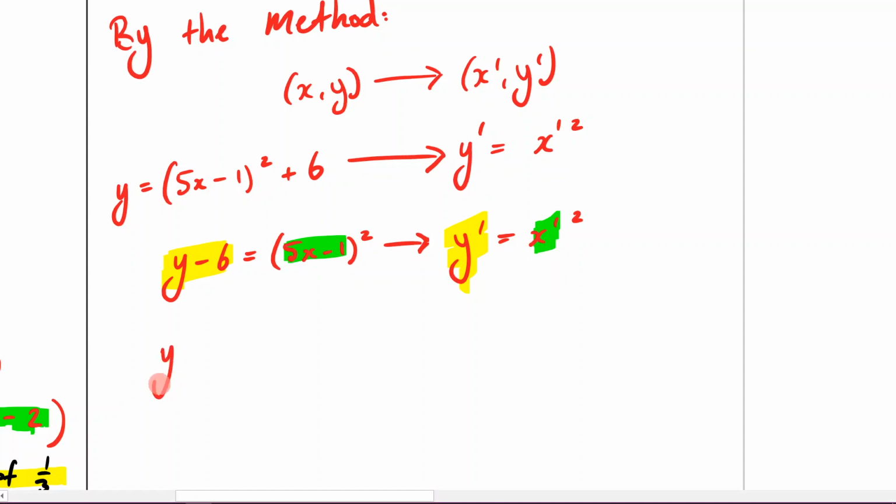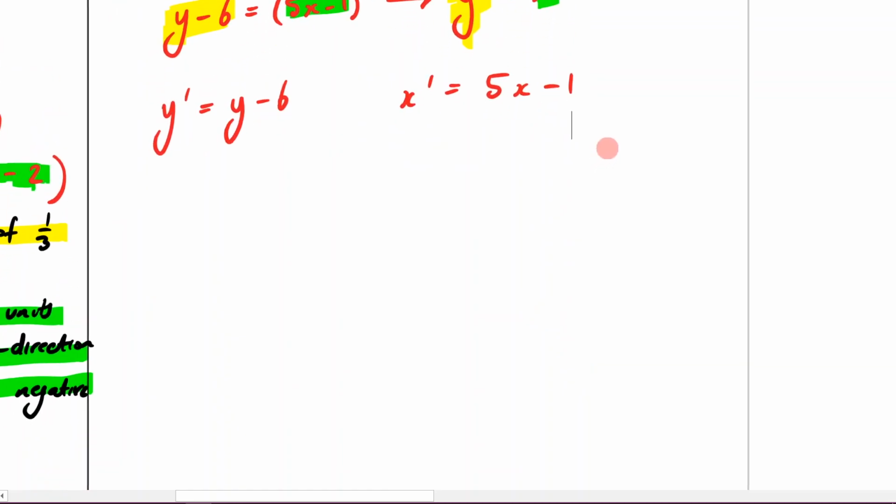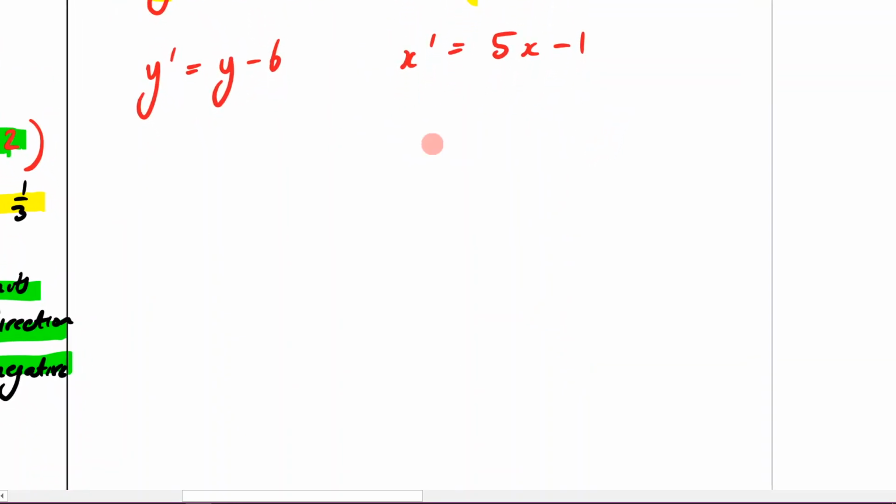So I have y dash is equal to y minus 6, and x dash is equal to 5x minus 1. And now we have that issue again. There are now two ways of doing this, so I'm going to show you both ways, just so you have a very complete picture. I could just show you one way, but then I would feel like I'm cheating you of enjoying this. So let's go alternative 1 and alternative 2, and that way you can fully appreciate what's going on.